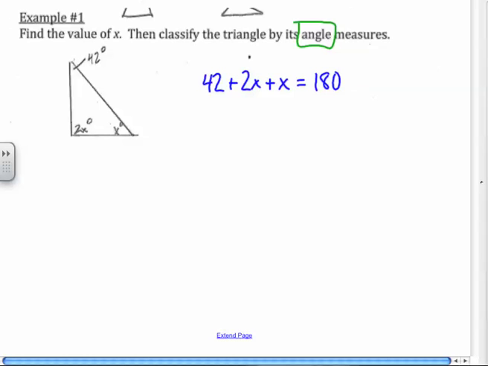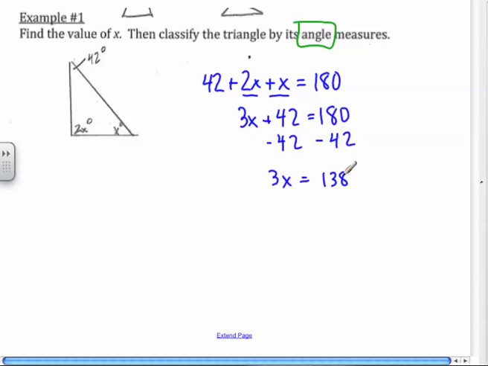Guys, the first thing I'm going to have to do is combine like terms. I put the x's together, plus 42. I always write the number without the variable behind it. And then I'm going to subtract 42 from both sides, and I'm going to get that 3x is equal to 138.